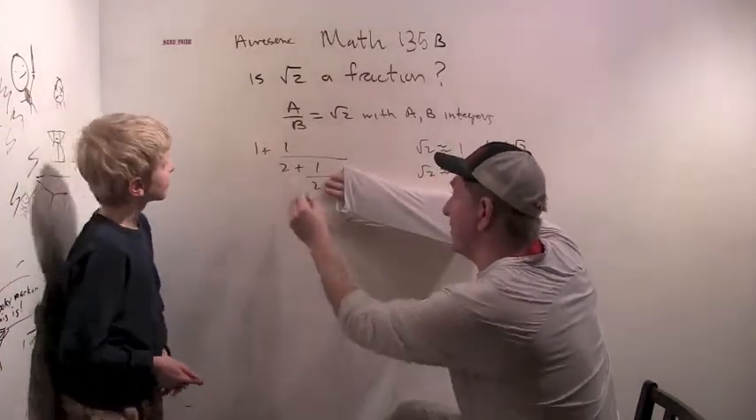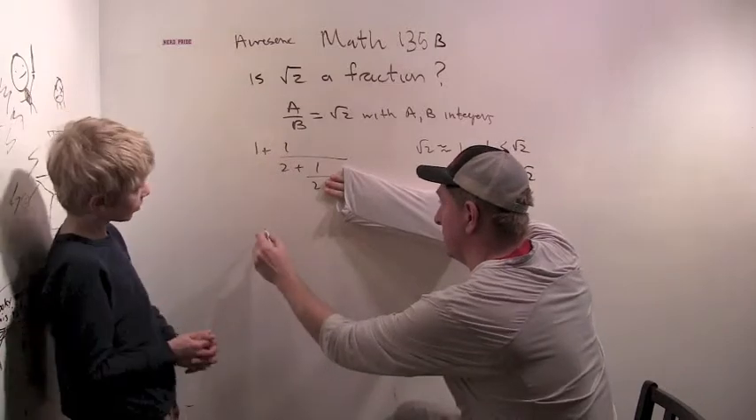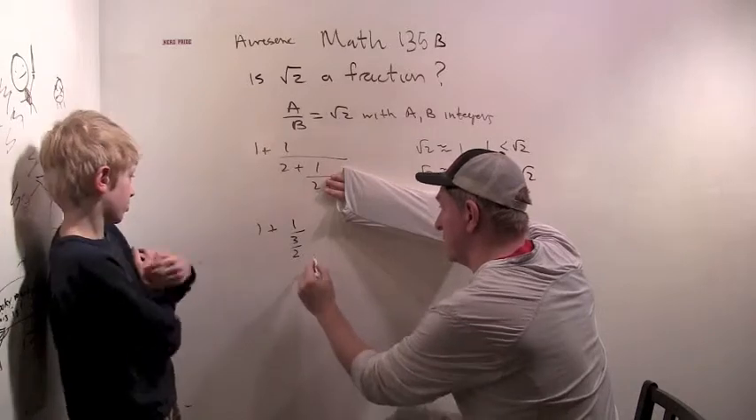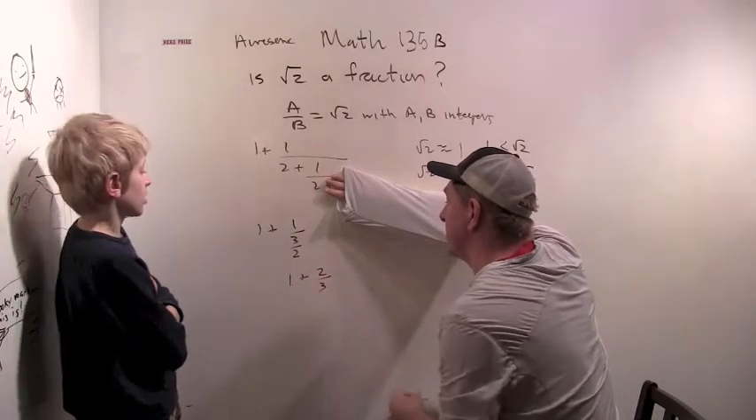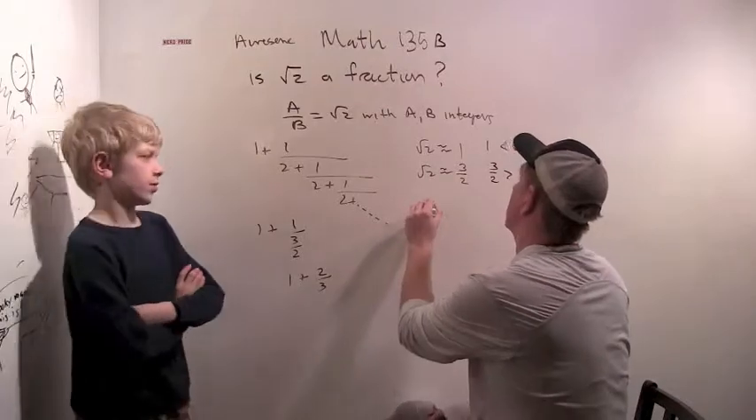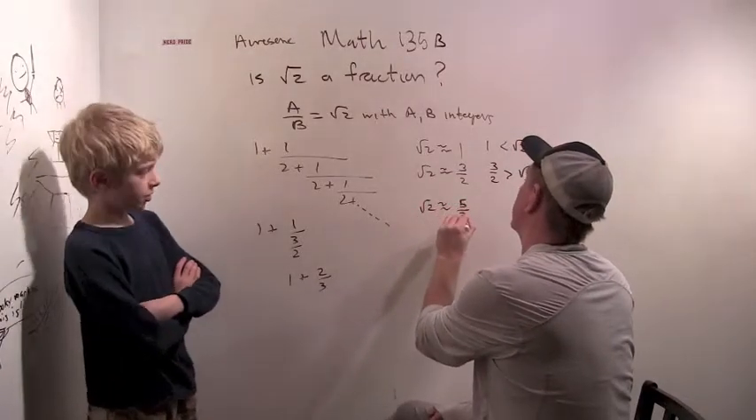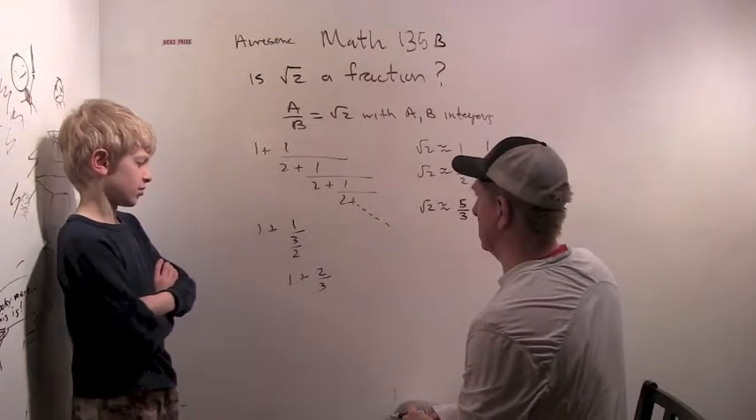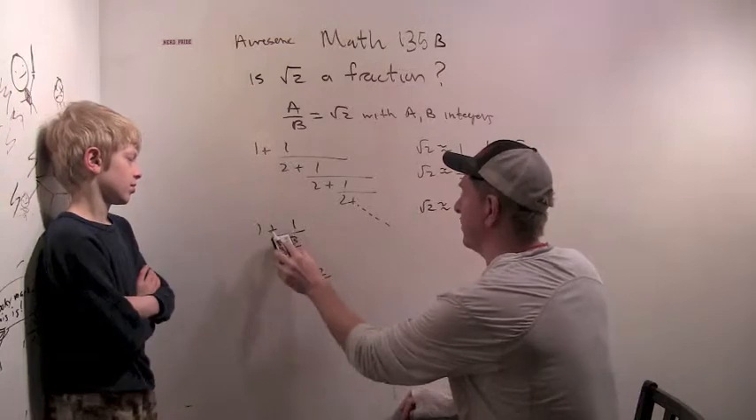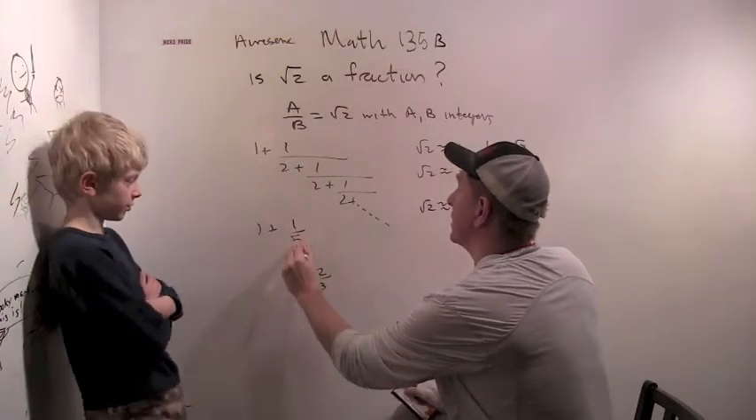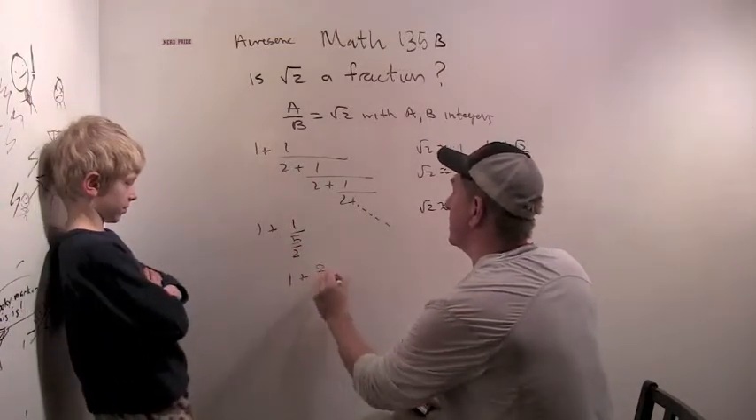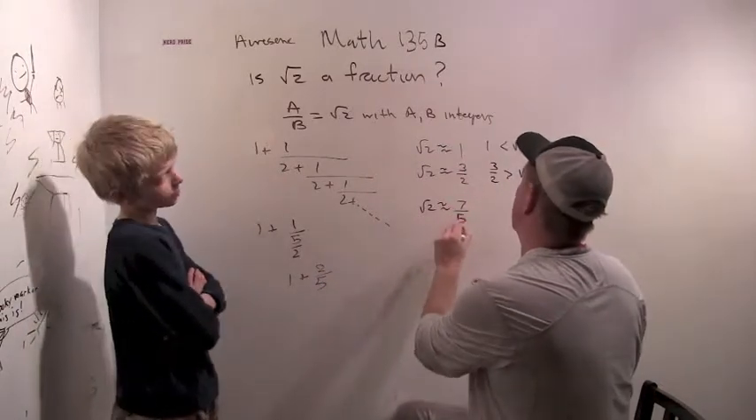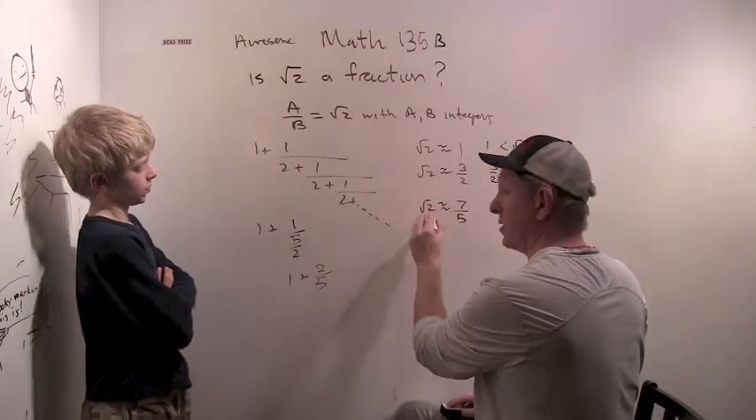What is 2 plus a half? It's 5 halves. So this is 1 plus 1 over 5 halves. What's 1 over 5 halves? It's 2/5. Sorry about that, my mistake. So you get 1 plus 2/5, which is 7/5. That's better. Square this and I get 49 over 25.